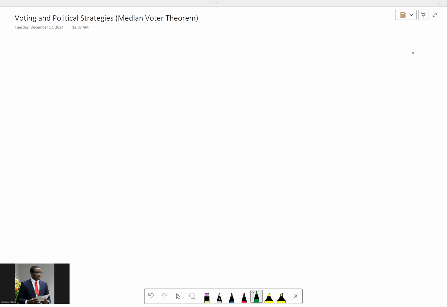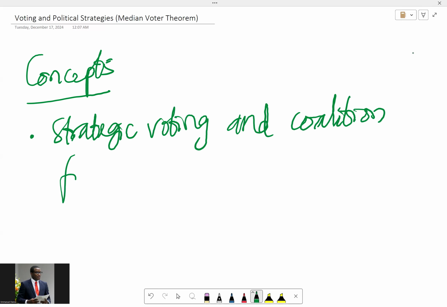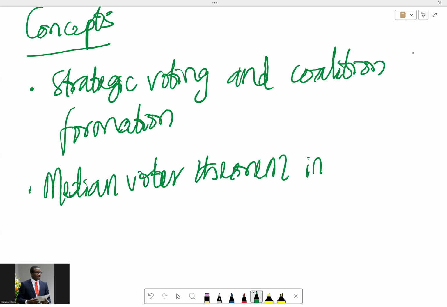All right, so let's consider the concepts in this situation. First of all, we are considering strategic voting and coalition formation. So we have to talk about something about coalition under cooperative game theory. Then another one is the idea called the median voter theorem in majority rule elections.